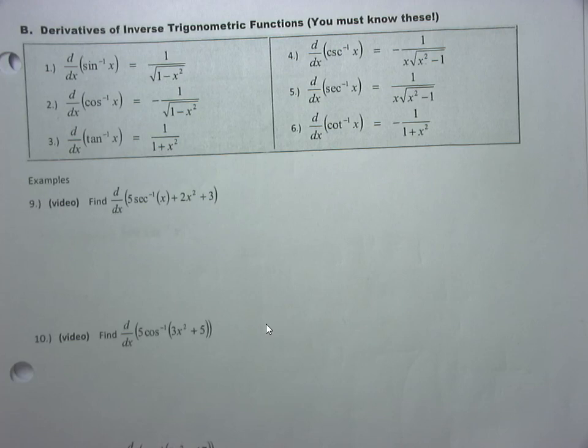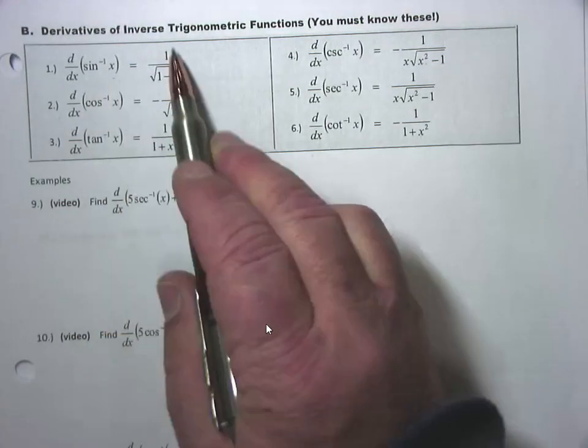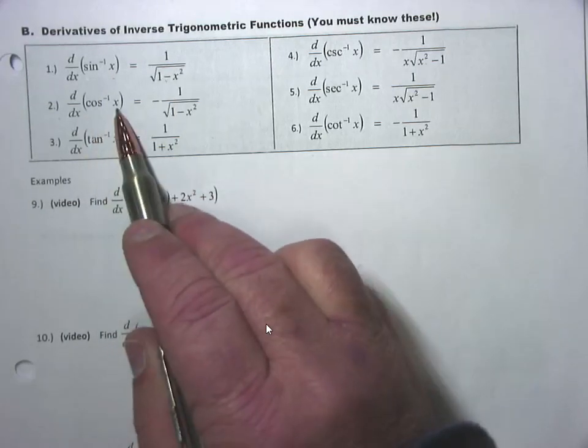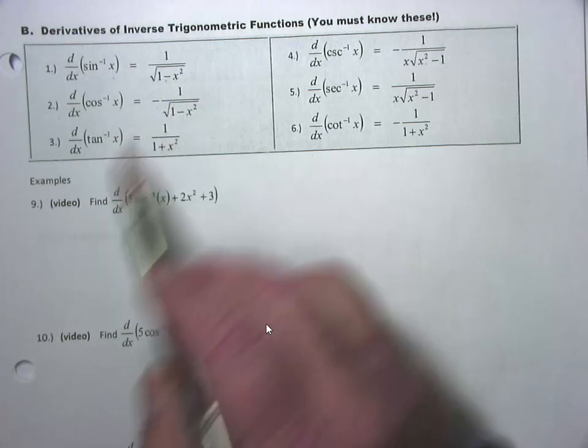Negative. Well, take a look again. Inverse trig doesn't change. What's the derivative of the sine inverse of x? It's 1 over the square root of 1 minus x squared. What's the derivative of cosine inverse of x? It being a cofunction and all, it's negative 1 over the square root of 1 minus x squared.